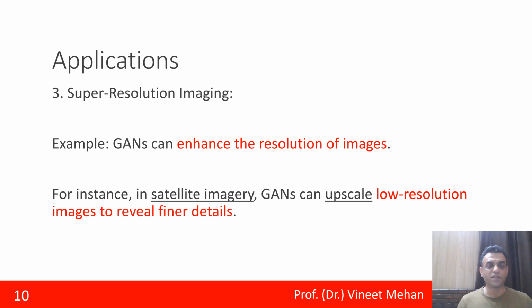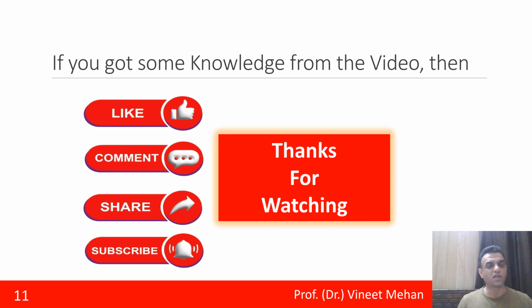The third application area could be super resolution imaging. You have satellite images. The satellite images are of low resolution, and we want to upscale them so that our image could reveal finer details out of it. So it can also be used for super resolution imaging. So this was the data related to generative adversarial network.